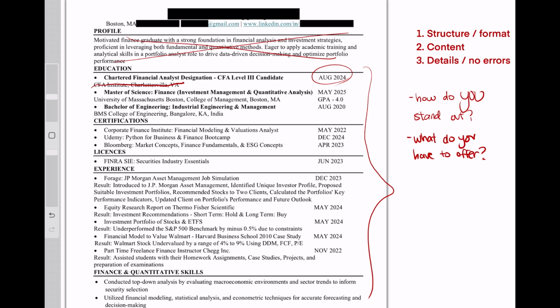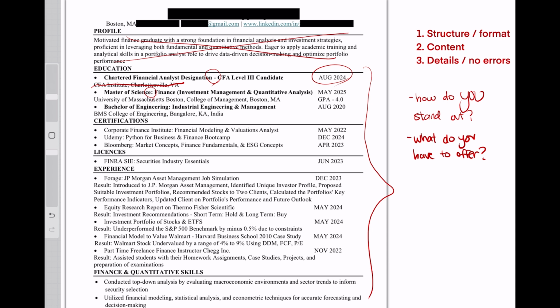Next is Master of Science, Finance, Investment Management, and Quantitative Analysis. So let's take a look at the content and the details together because this is going to come up as we go through each section. Here you notice there is a dash. Here there is a colon. You have to choose one and be consistent.